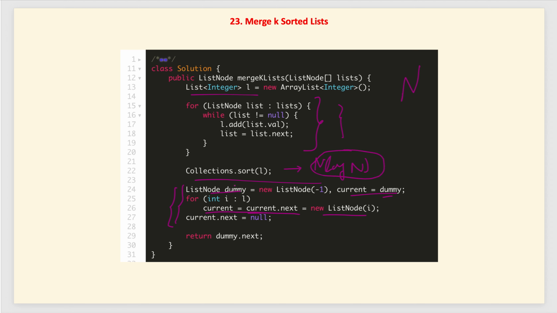And the space complexity, as you can see, we are storing all the N integers, which is O of N, and O of N will be taken here as well, constructing all the nodes again. So overall space is O of N. So how can we optimize this further?